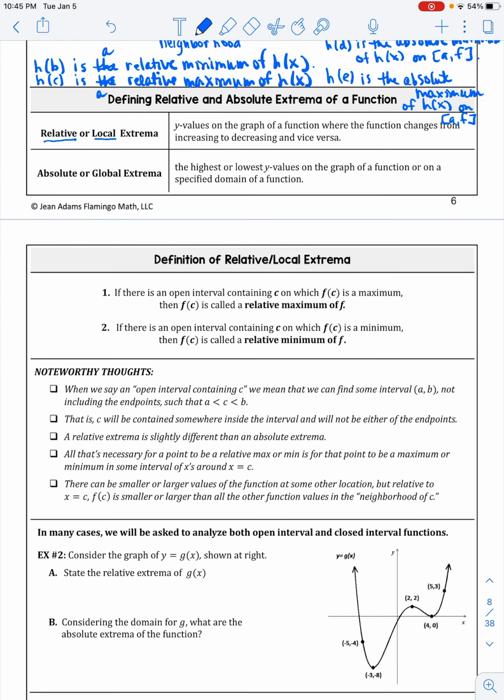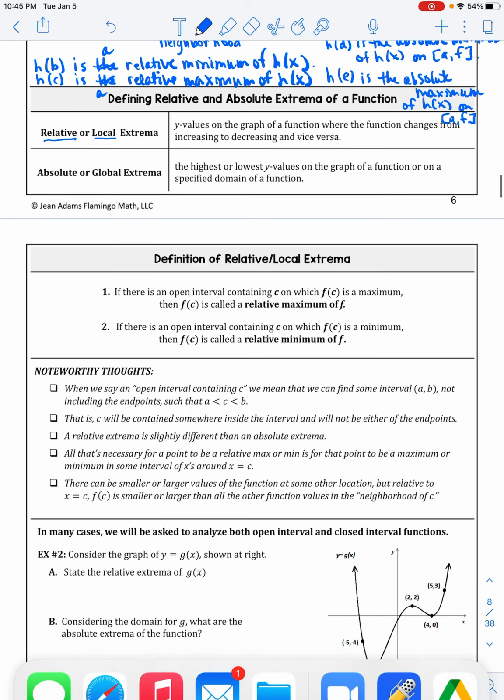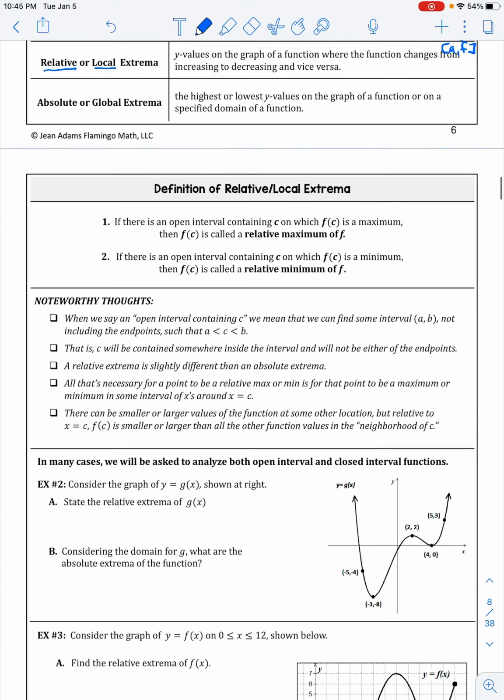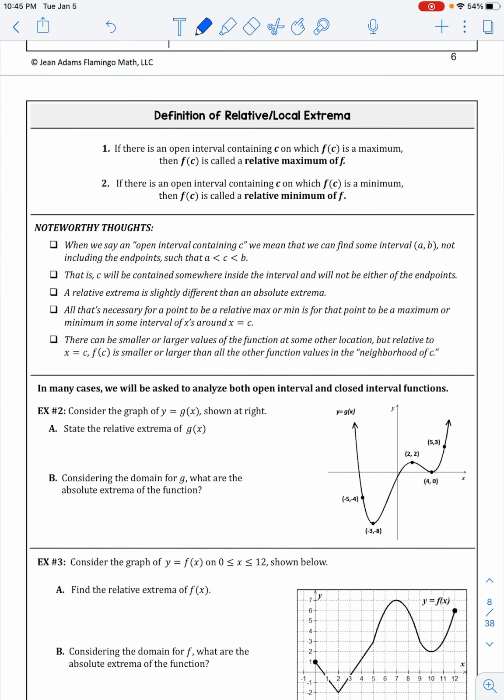So, definition of relative local extrema: if there is an open interval containing C on which f of C is a maximum, then f of C is called a relative maximum of f. If there is an open interval containing C on which f of C is a minimum, then f of C is called a relative minimum of f.